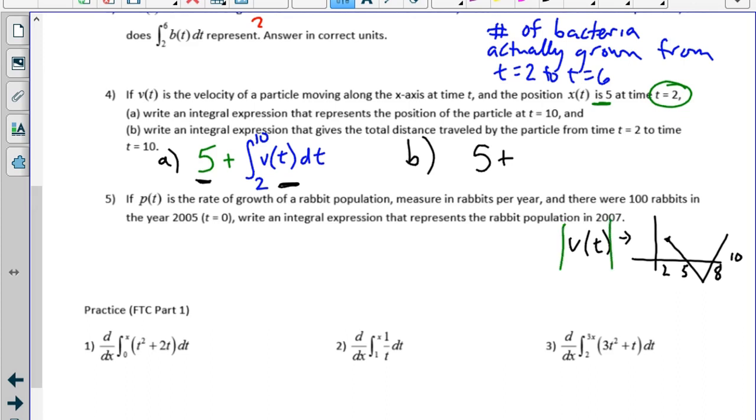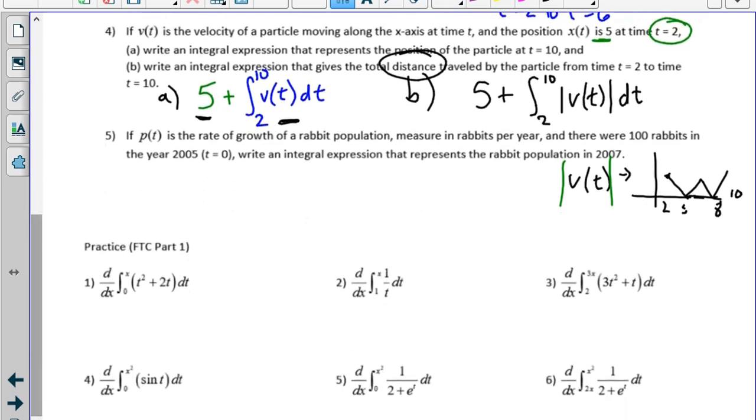of v of t dt, what that would end up doing is everything that was underneath the axis would then turn into being over the x-axis. And because that's true, I could just take the integral of this absolute value and that would work. So the answer for B is the integral from 2 to 10 of the absolute value of v of t dt. So I take 5, which is where I started, and I add the integral from 2 to 10 of the absolute value of v of t dt, and that gives me the total distance that is traveled by the particle.